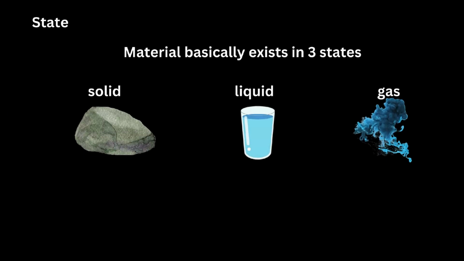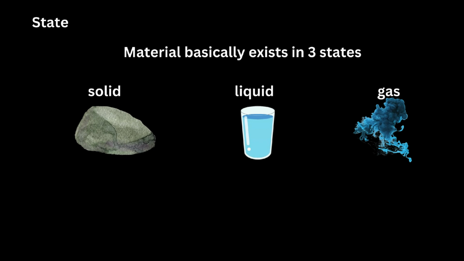State. Material basically exists in three states: solid, liquid, gas. Solids have fixed shape and fixed volume. Liquids have fixed volume but do not have fixed shape. Gas has no fixed shape and no fixed volume. It means it can change its shape and its volume also.